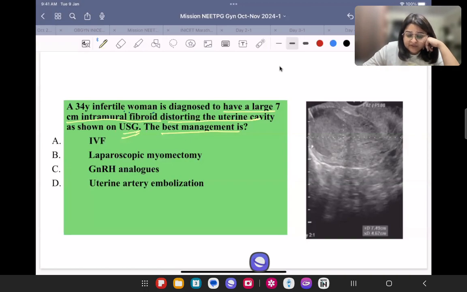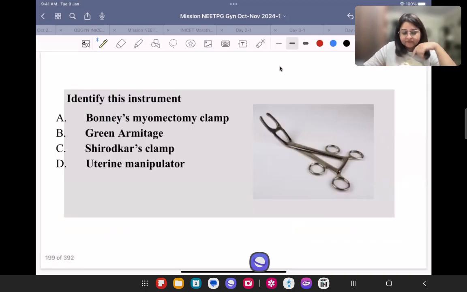So, large fibroid distorting the cavity, you will want to do a myomectomy. The fibroid has to be removed. Even if she later on decides to have IVF or whatever, you still have to remove the fibroid because it's so large that even IVF will not work. GnRH, so medical management is usually not preferred if she has infertility. I told you myomectomy needs to be done. Uterine artery embolization is not a good option for patients who want pregnancy.